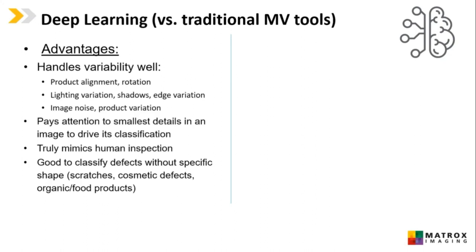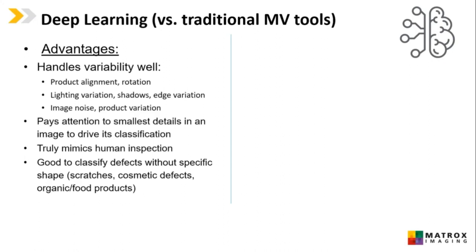It pays attention to the smallest of details in an image. That's very amazing. I've seen images where just a small detail is actually being picked up by the neural net. And it truly mimics a human inspector. So a person that you train with images, examples of what good and bad would be, that would be the equivalent of the neural net.